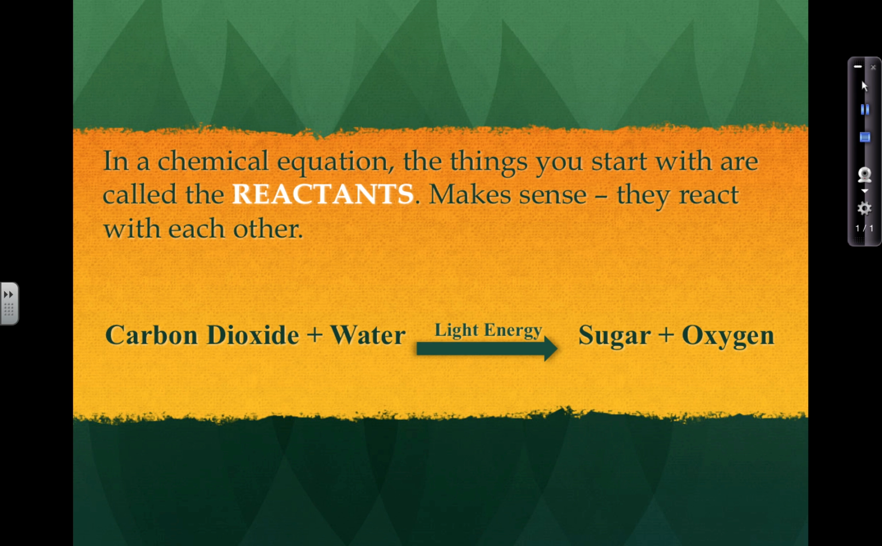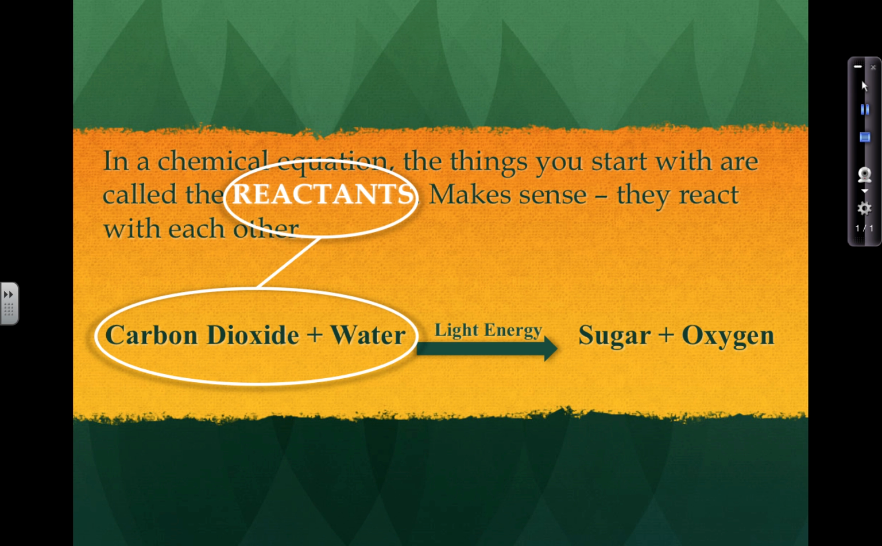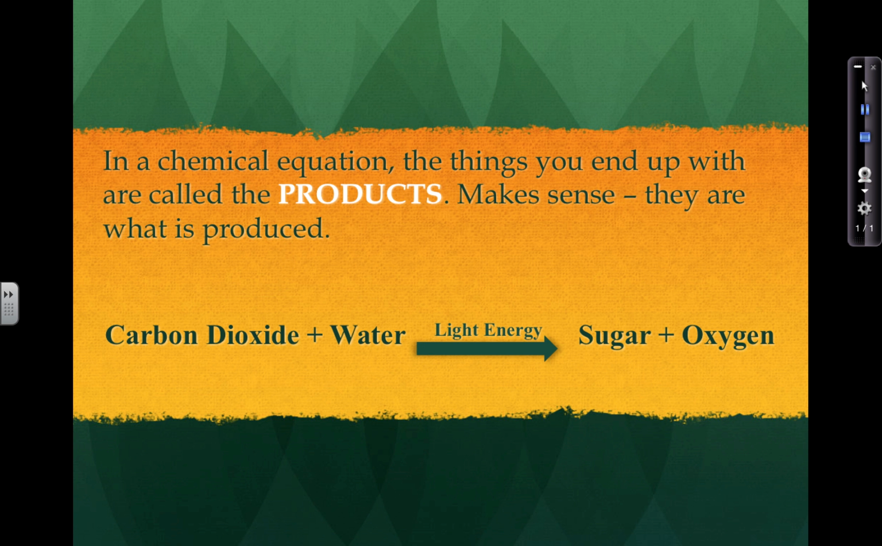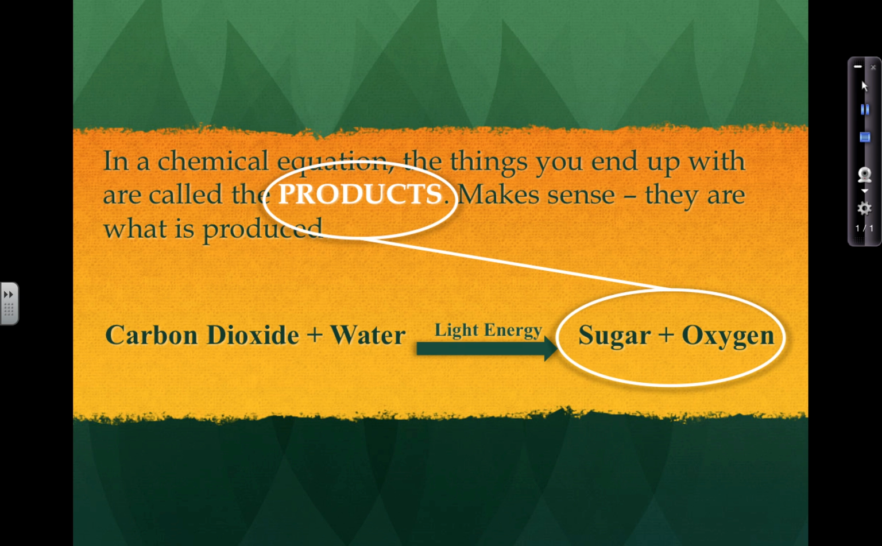You do need to remember this term, though, reactants. The reactants are the things that react together at the beginning of photosynthesis. And then you need to know what the products are. The products are what's produced. They're at the end of photosynthesis.